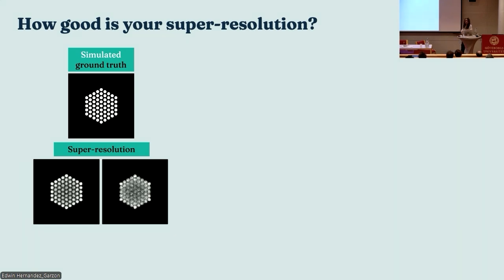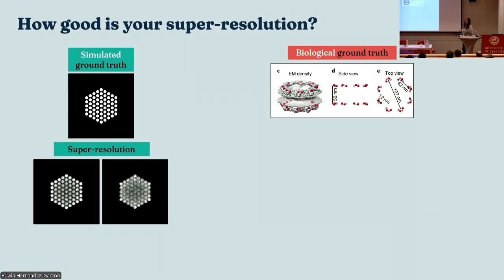Great. But what if you don't have a simulation? Well, there are also biological structures that we know very well that you can benchmark these methods on. So for example, the structure of the nuclear pore complex, nice and 3D, nice and regular, all the geometries are very well known.